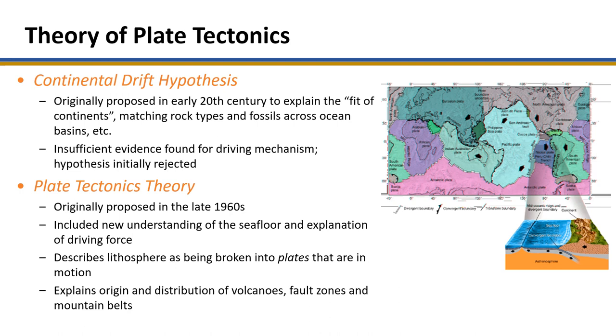Volcanoes occur at plate boundaries where magma rises to the surface. Fault zones occur where plates are sliding past each other or moving apart. And mountain belts are formed when plates collide and push up the crust.